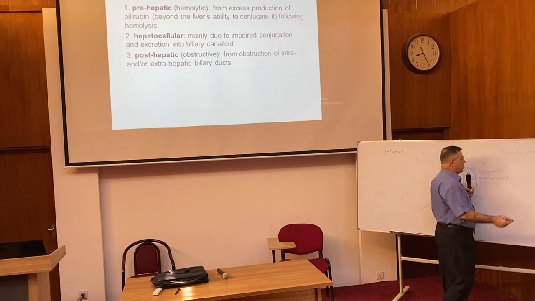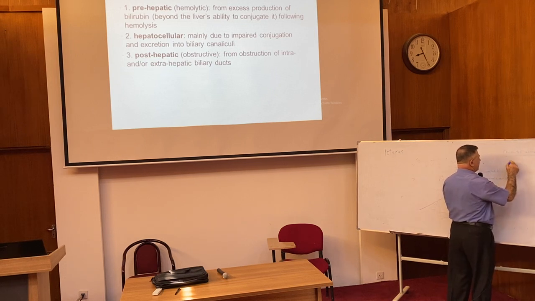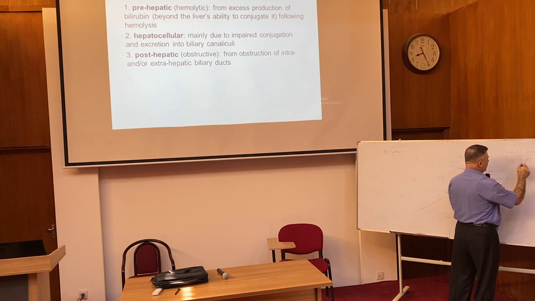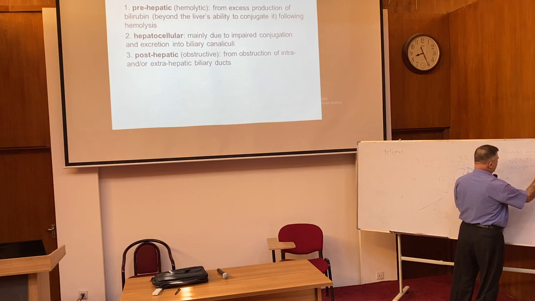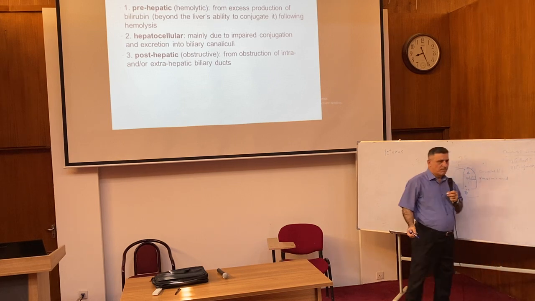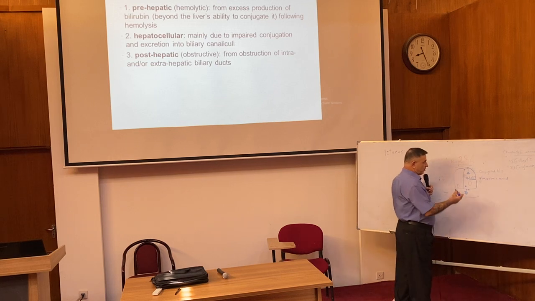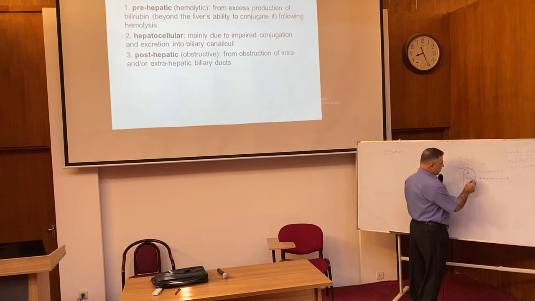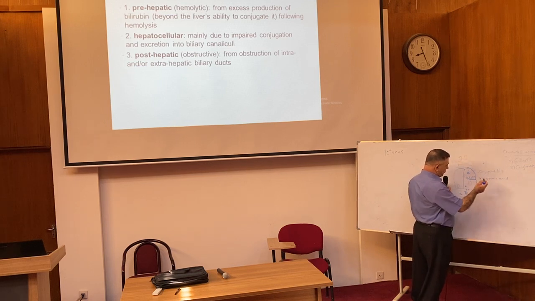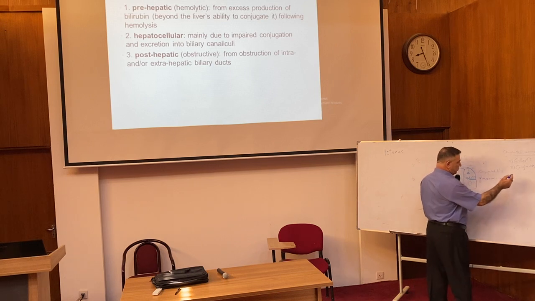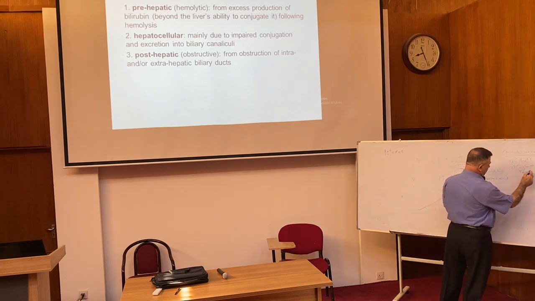Congenital unconjugated hyperbilirubinemia includes Gilbert's disease and Crigler-Najjar syndrome. Gilbert, which is more common, is due to a low level of UGT. Crigler-Najjar has two types, type 1 and type 2.